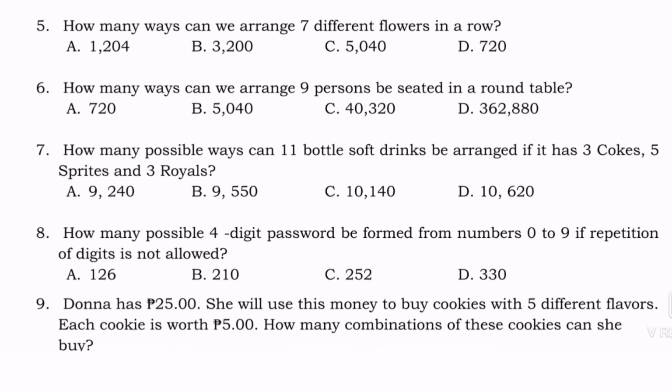Number 5. How many ways can we arrange 7 different flowers in a row? The answer is B. Number 6. How many ways can 9 persons be seated at a round table? The answer is C. Number 7. How many possible ways can 11 bottles of drinks be arranged if it has 3 Cokes, 5 Sprites, and 3 Royals? The answer is A. Number 8. How many possible 4-digit passwords can be formed from the numbers 0 to 9 if repetition of digits is not allowed? The answer is B.